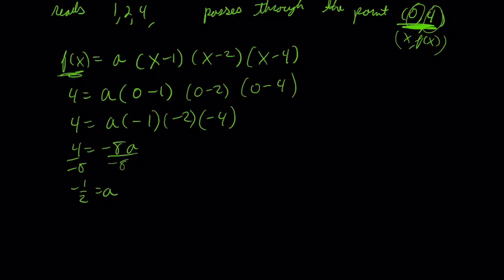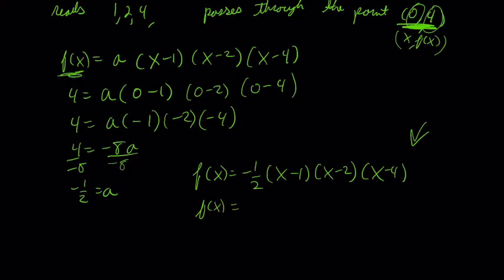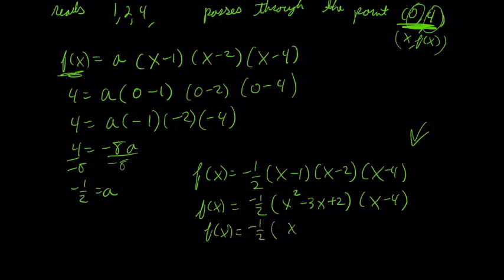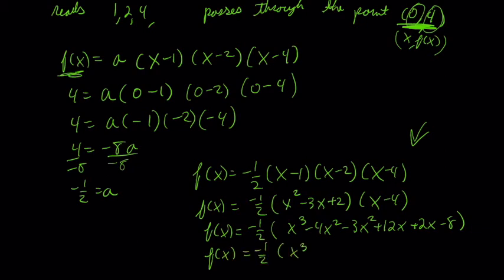So now I can find my true polynomial function by writing it as f of x equals negative 1/2 times x minus 1, x minus 2, x minus 4. And I'm going to need to go ahead and FOIL this out, leaving my fraction for the last because nobody likes fractions. This is x minus 1 times x minus 2 is going to give me x squared minus 3x plus 2. Then I FOIL that by x minus 4. F of x equals negative 1/2 times x cubed minus 4x squared minus 3x squared plus 12x plus 2x minus 8. So f of x equals negative 1/2 times x cubed minus 7x squared plus 14x minus 8.